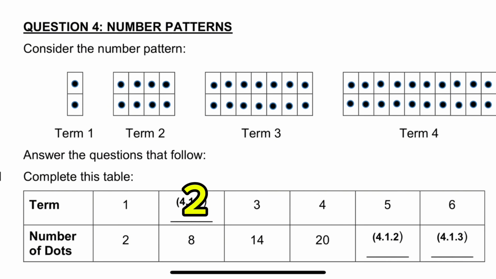Then the 5th term, we don't know. But if you look at the number of dots, it goes from 2 to 8, which is plus 6. And it goes from 8 to 14, which you again add 6. And from 14 to 20, you add 6 again. So to go from term 4 to term 5, you would add 6. Therefore term 5 would be 26 for 4.1.2, and for 4.1.3, term 6 would be 26 plus 6, which is 32.